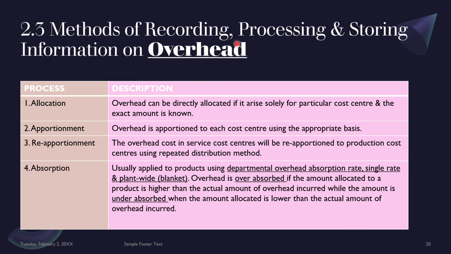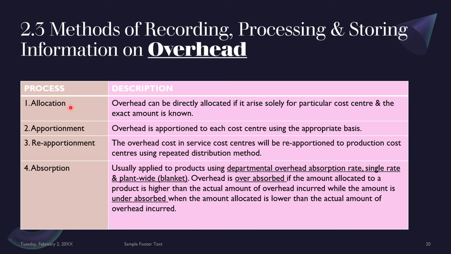Next, let us discuss about the method of recording, processing, and storing information on overhead. So there are four processes to record the overhead. One is allocation. Number two is apportionment. Number three is reapportionment. And number four is absorption.